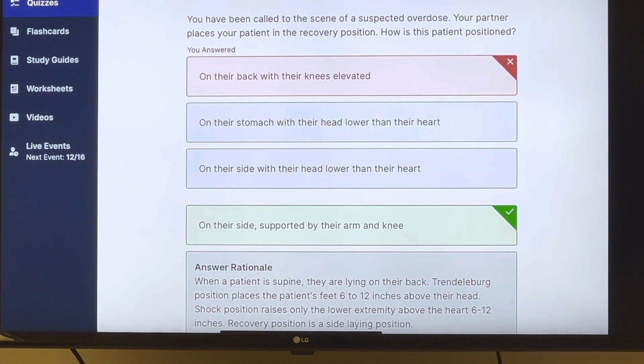The recovery position. On their side, with their arms and knees. I thought about that. I was like, is it on his side or is it on the back with their knees elevated? It's also called lateral recumbent.